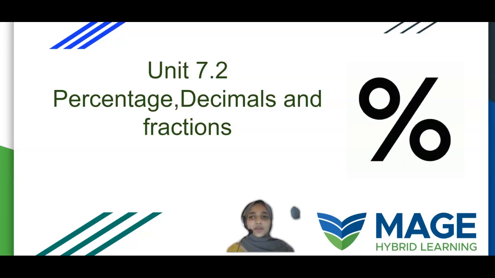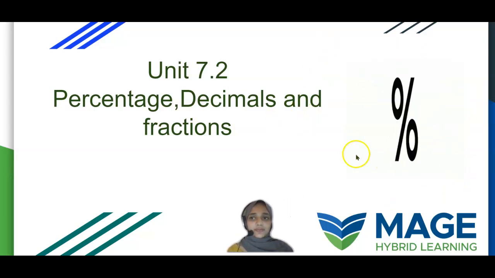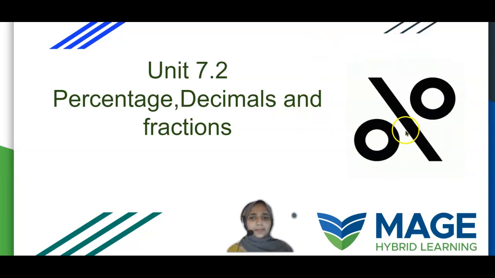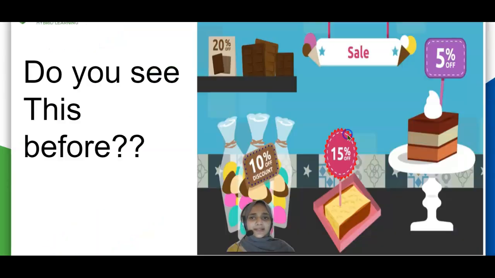Okay. So, do you see the symbol before? Yeah, you might have seen it, right? Like this. We have seen it before: 20 percent off, sale, 5 percent off, 15 percent off. You have all seen this before. Do you think about it? How can we find 50 percent of this one and 10 percent of this one? Can you find it? Yeah.